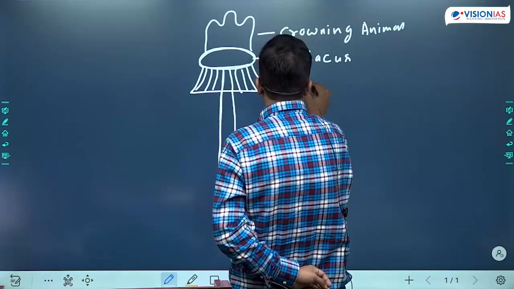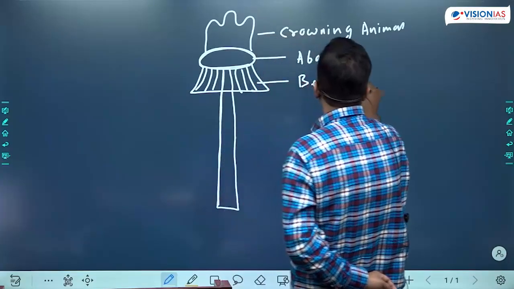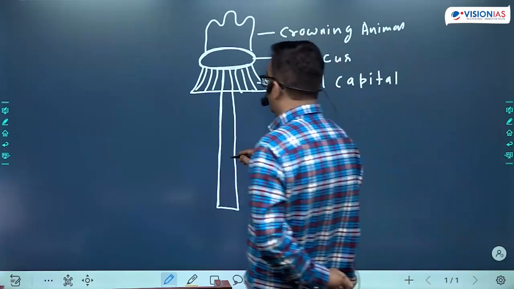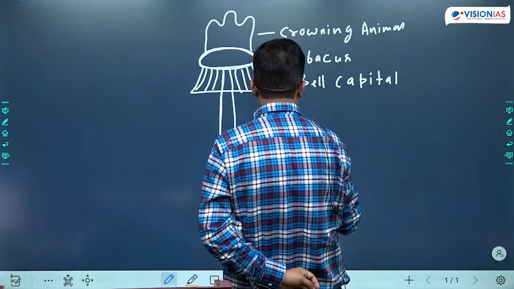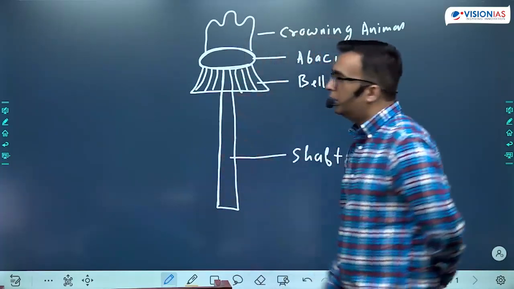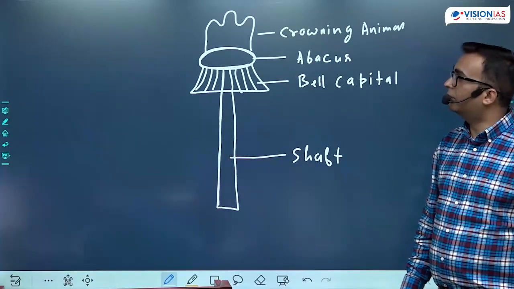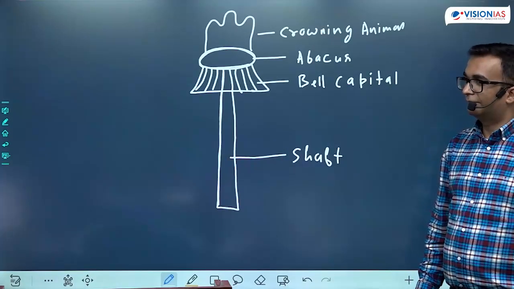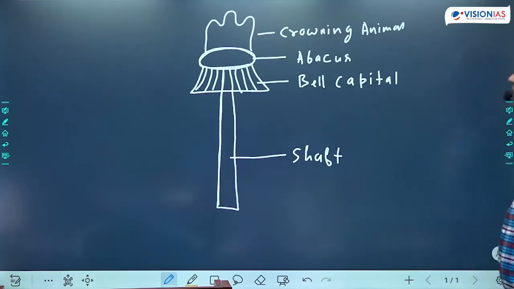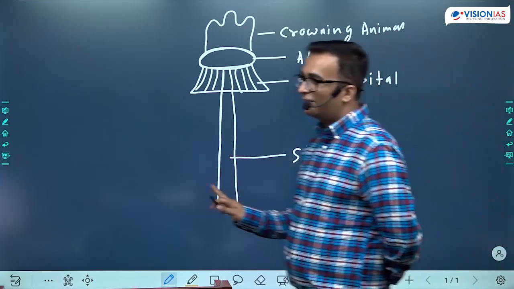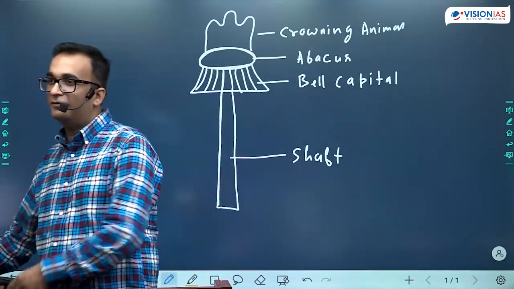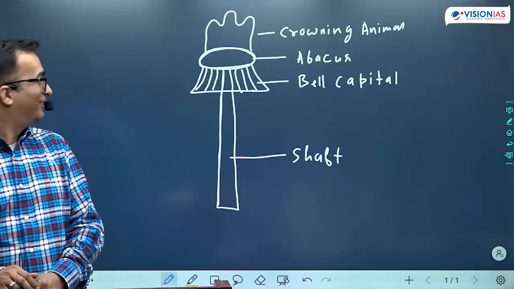This is called the bell capital. And this part is the shaft. So this is the general representation of the Mauryan pillar. This image, the one which I have created, not the original one. I'm not demeaning the original one, but it seems like the flag of some brass band.